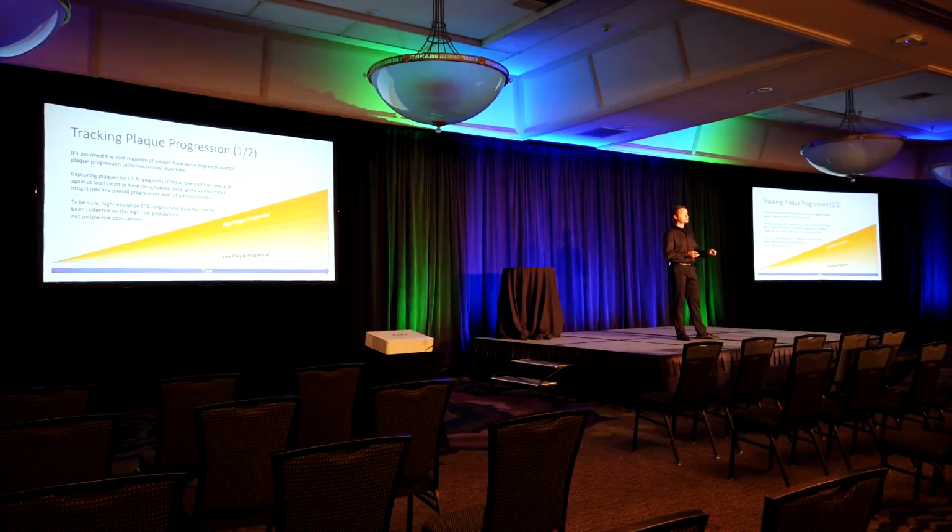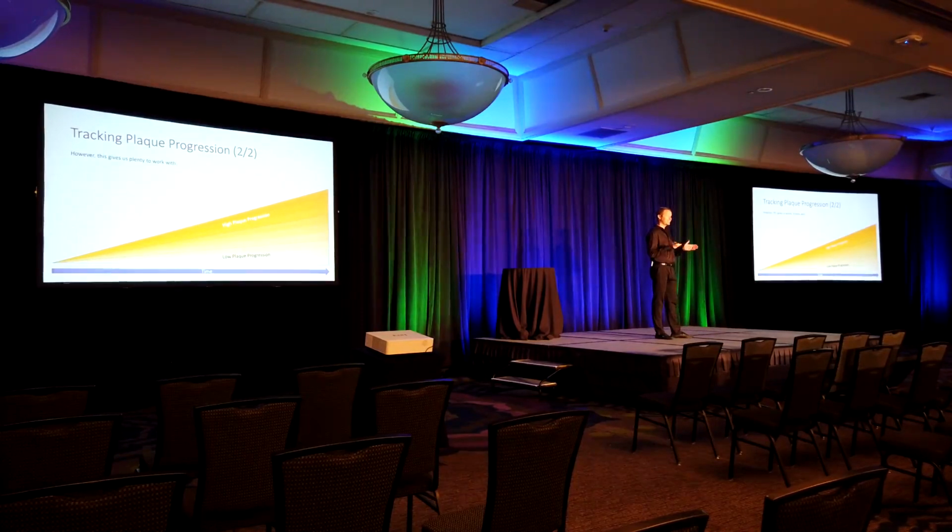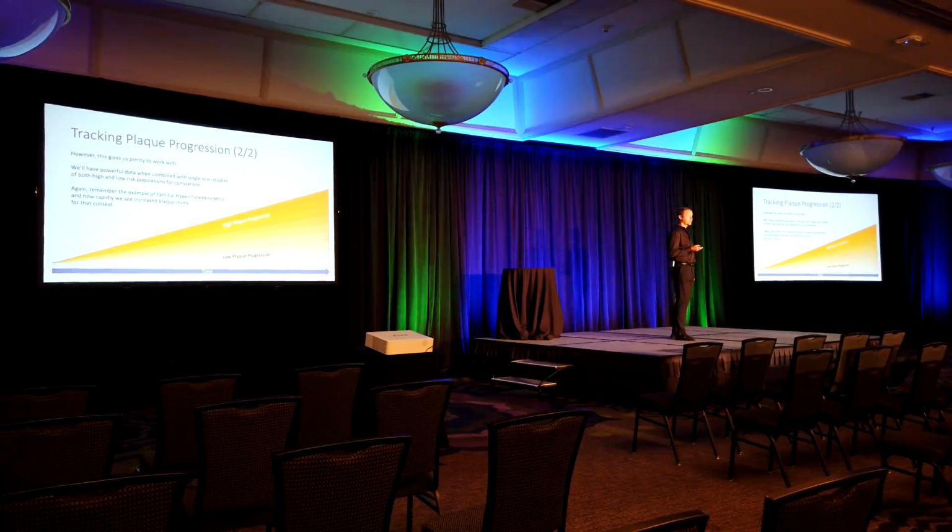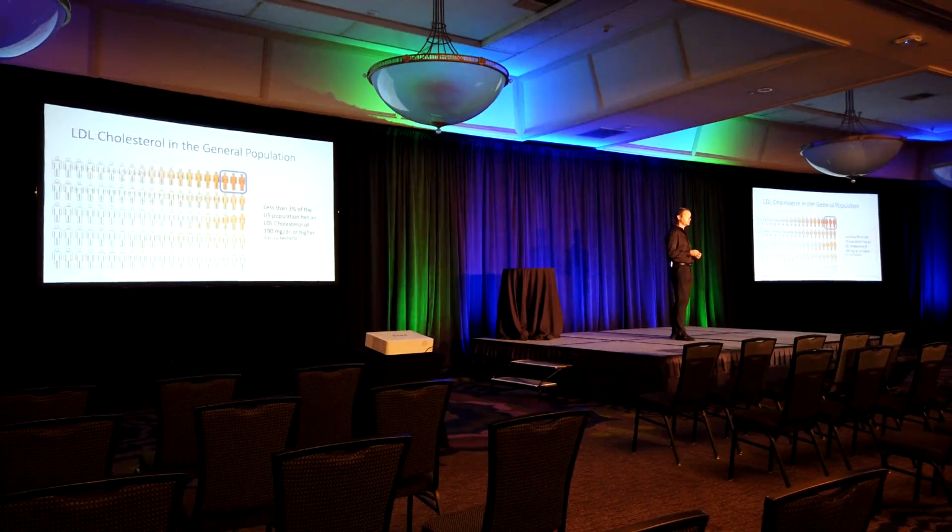To be sure, high-resolution CTA longitudinal data has mainly been collected on high-risk populations, not on low-risk populations. But that's okay, because this gives us plenty to work with. We'll have powerful data when combined with single-scan studies of both high and low-risk populations for comparison. Again, remember the example of familial hypercholesterolemia and how rapidly we see those plaque levels for that context. If we have somebody with homozygous FH and they were going through these scans, we would absolutely be seeing that progression longitudinally.